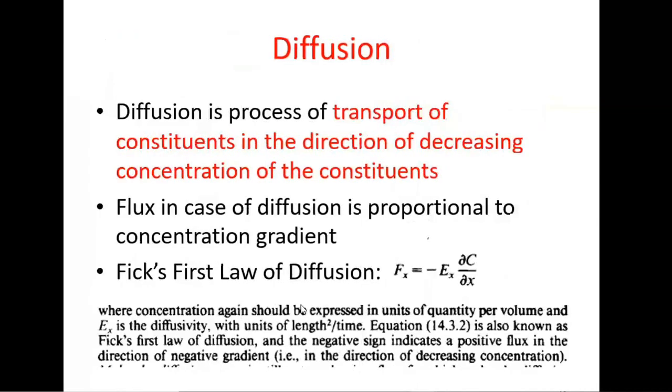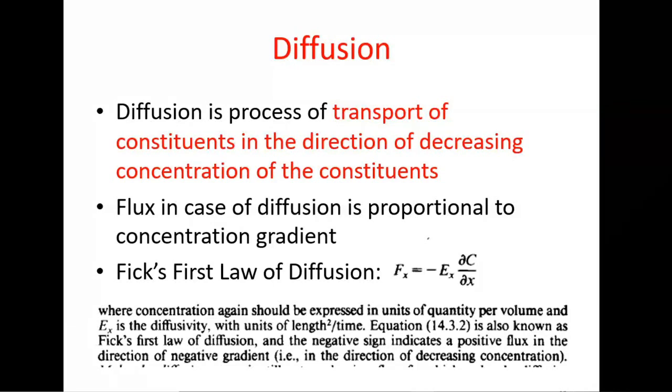Another way of movement of the constituent is called diffusion or dispersion. Both names are used, dispersion or diffusion. It is a process of movement or transport of the constituents in the direction of reducing or decreasing concentration of the constituent.